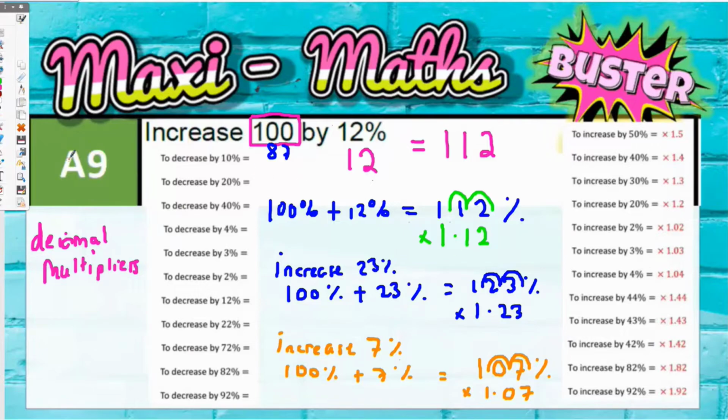Exactly the same logic applies for percentage decreases. You can still find a multiplier, but the only difference is that instead of adding the percentage onto 100, like we've done here, add 12%, add 23%, add 7%, we are then subtracting 12% or 23% or 7% from 100.